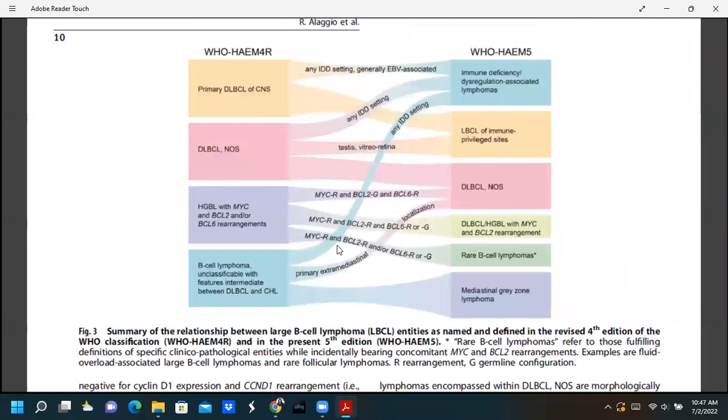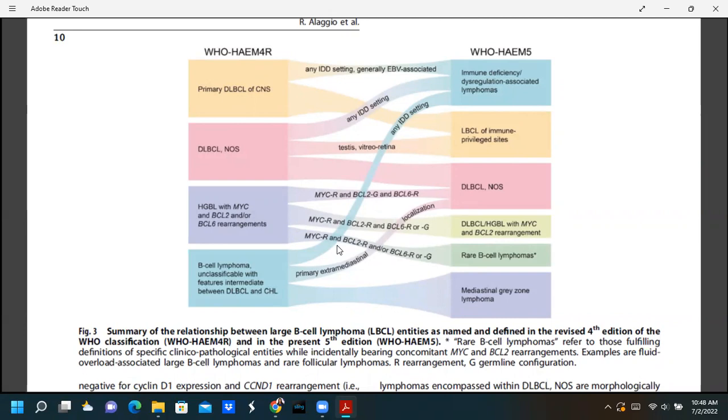Okay, so on the left side they have written the morphology: primary DLBCL of CNS in the fourth edition WHO, DLBCL NOS, then high-grade B-cell lymphoma with MYC and BCL2 or BCL6 rearrangement, and B-cell lymphoma unclassifiable with features between DLBCL and CHL. So one in the new category is immune deficiency associated lymphomas. Anytime you have anything associated with immune deficiency, just put it into this category, which earlier was primary DLBCL of CNS associated with IDD, or DLBCL NOS associated with IDD, or B-cell lymphoma unclassifiable associated with IDD. So any of these three, if it is associated with immunodeficiency, put into this side.